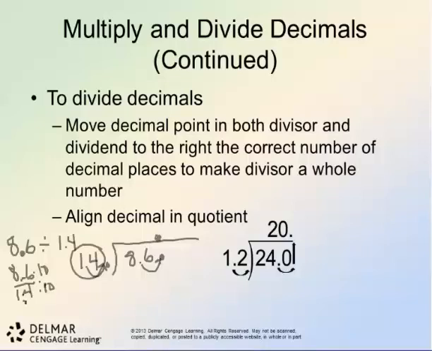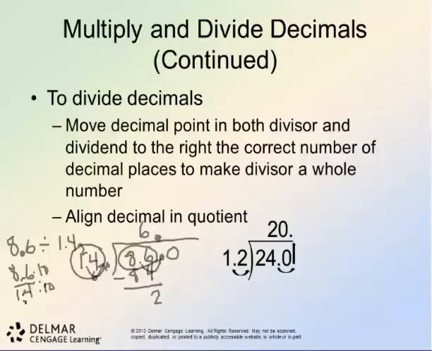Now 14 does not go into 8, so if you want to put a 0 above the 8, you could. I'll just leave it blank. But 14 does go into 86. I believe it goes in there 6 times. So if we multiply the divisor 14 by 6, we get 24. Carry the 2. 6 times 1 is 6, plus that 2 is 84. And we subtract. 86 take away 84 is 2.